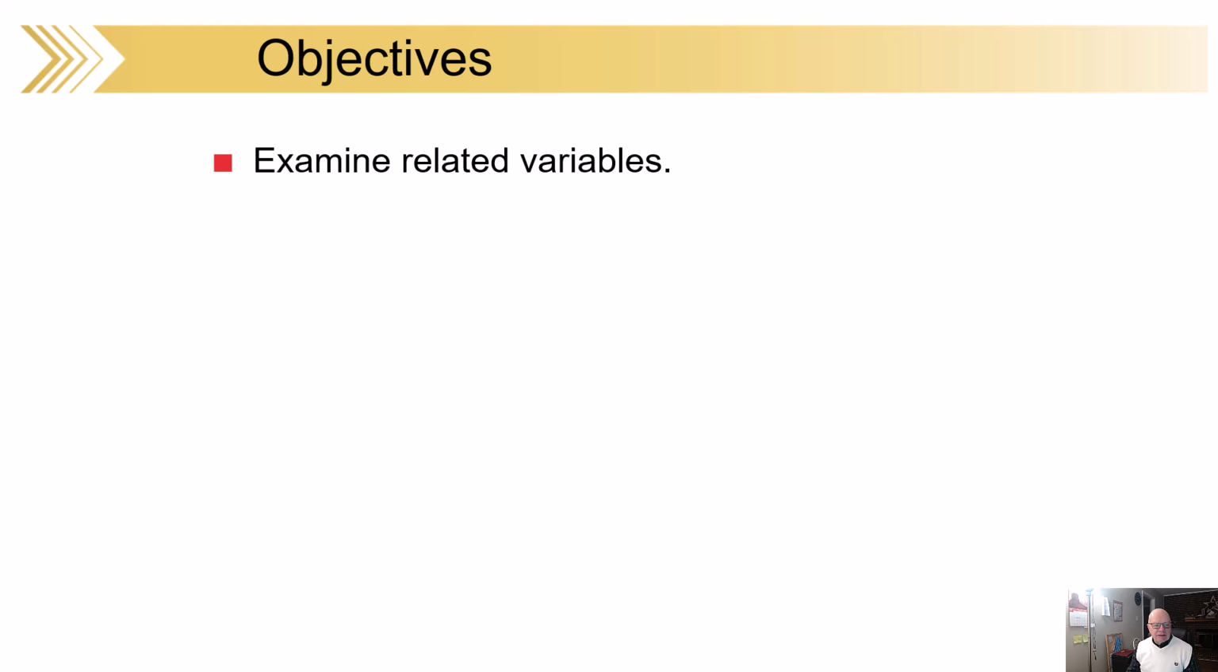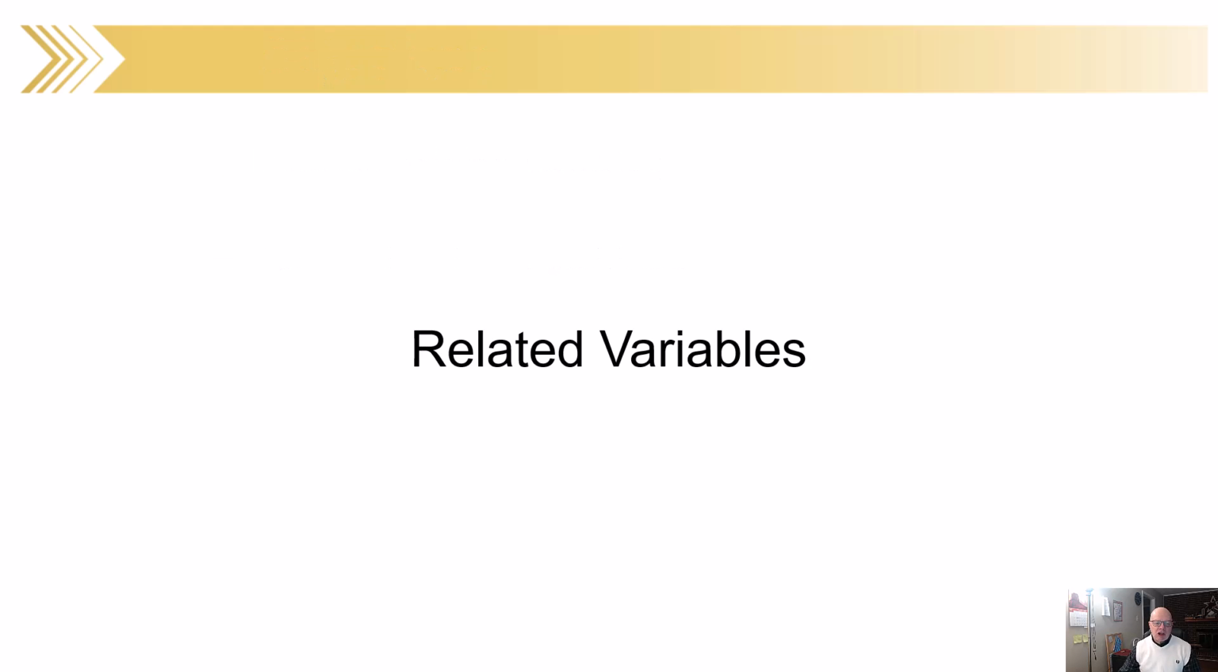So the objectives: look at related variables and then solve related rate problems. And it all goes back to implicit differentiation, frankly. And this sometimes is wrapped into implicit differentiation and made into one section. We're taking it in two because that's the way your book does, and I agree with it. So here we go. Related variables.